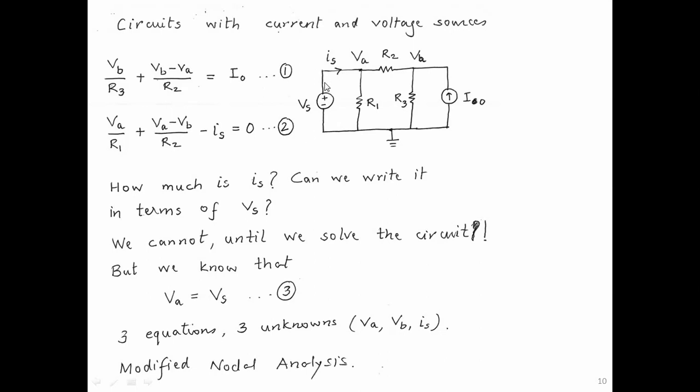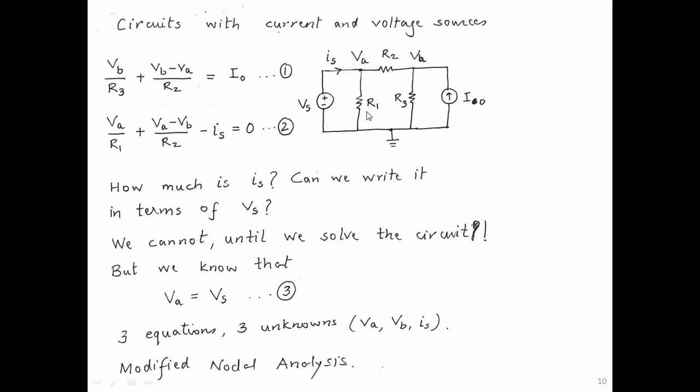The answer is no, we cannot, because as we have seen when we discuss the properties of a voltage source, the current in a voltage source can be anything. It can be any value between plus infinity and minus infinity. Just by looking at this circuit, we cannot say how much Is is. Is will be found only when we solve the circuit, but that doesn't help.